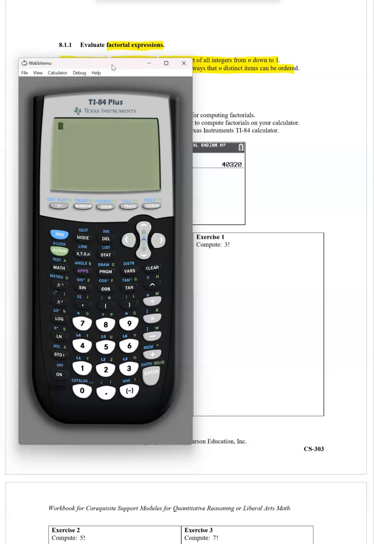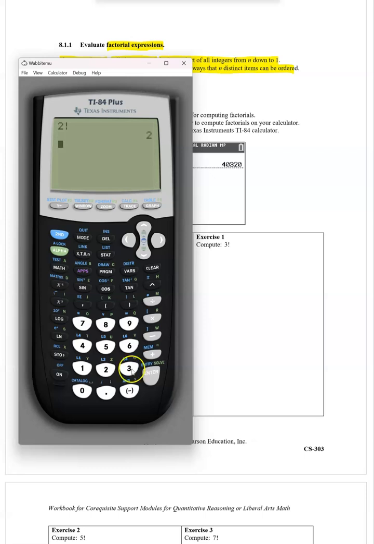Let's start with 2 factorial. We'll hit our 2. You always put the number in first, and then you hit math. We're going to go over 3 to probability. So 1, 2, 3. And then we go down 3. 1, 2, 3. Hit enter. It'll put your factorial beside it, and then you hit enter again, and you'll see what it is, because 2 factorial is just 2 times 1.